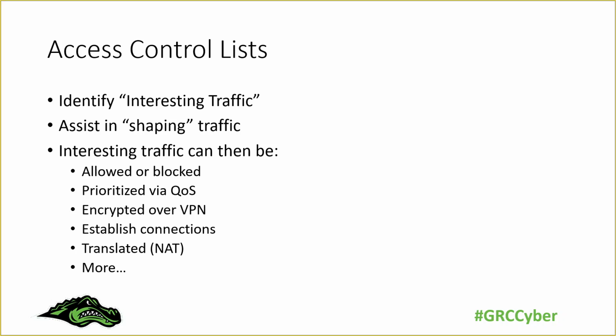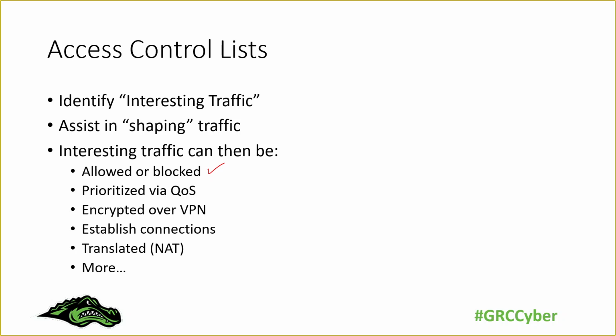Once we've identified the interesting traffic, then we could start shaping it. The most common method of shaping of our traffic is going to be allowing or blocking, sometimes permitting or denying our traffic. This host is allowed to talk to that host. However, it is blocked from talking to this other host.